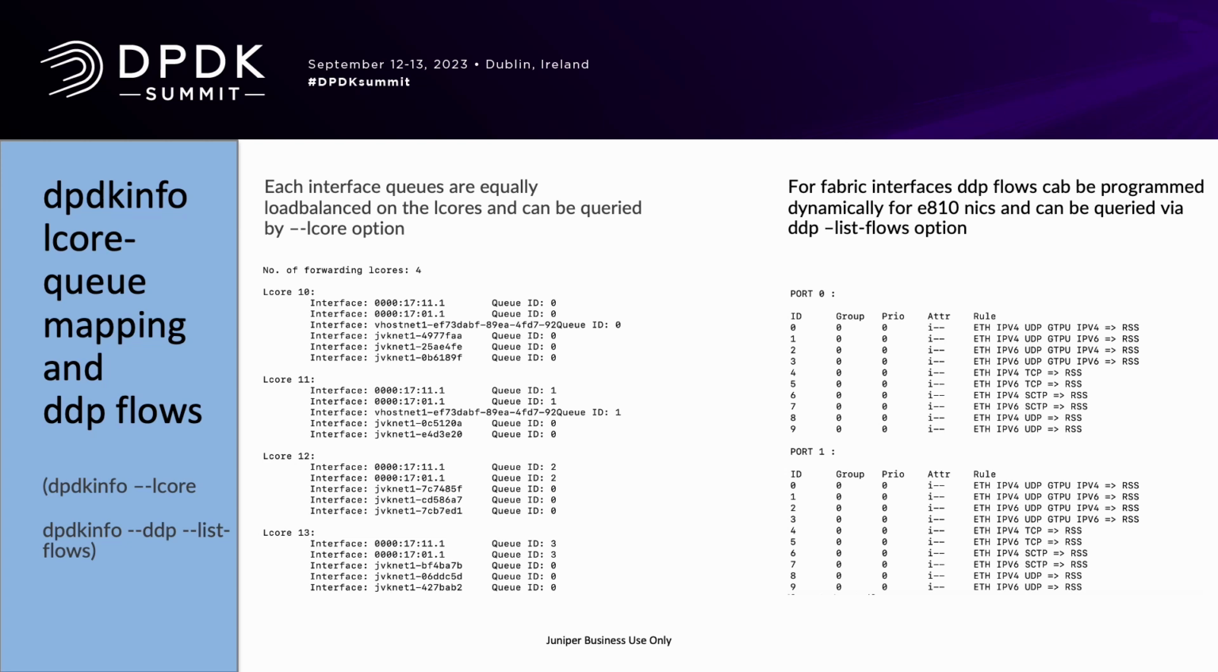Here we are showcasing two commands. On the left-hand side, you can do dpdkinfo -lcore. This command showcases the mapping between which lcore is mapped to which queue. So you can actually see if the load balance of the queue is proper, and if not, you can tweak it accordingly. On the right-hand side, we are showcasing the DDP configuration, or the flows that are programmed on the NIC. Those can be queried.